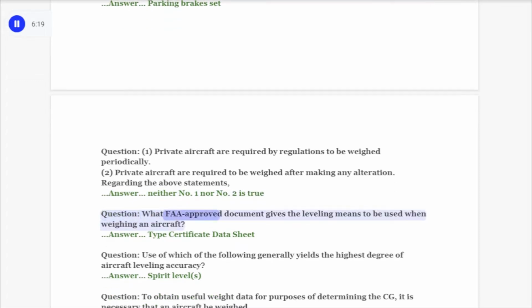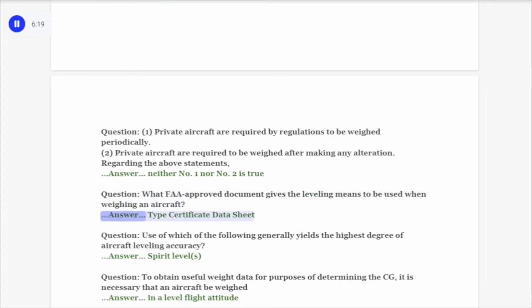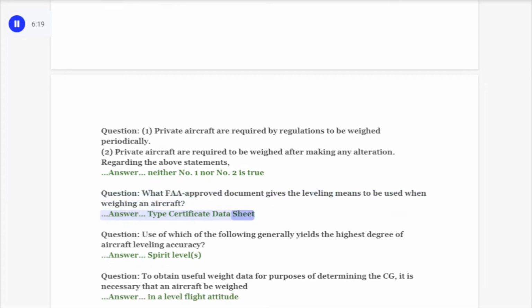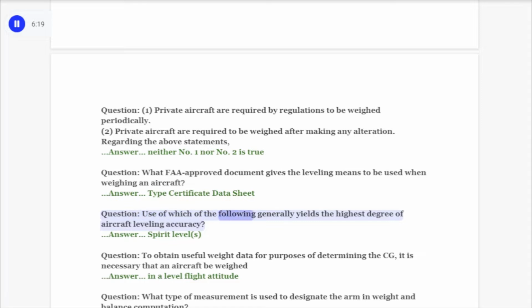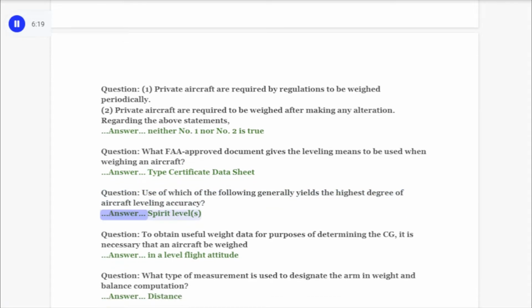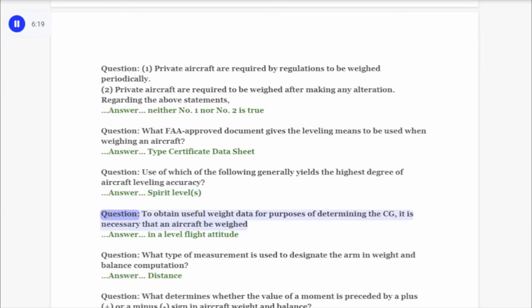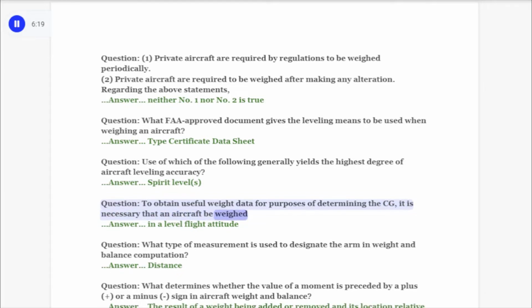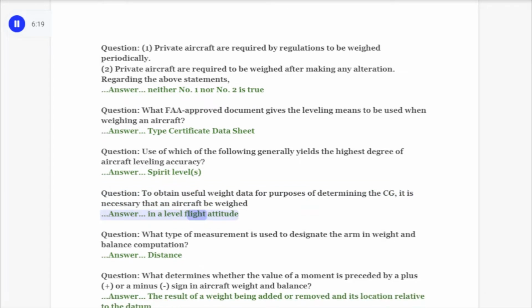Question. What FAA-approved document gives the leveling means to be used when weighing an aircraft? Answer. Type certificate data sheet. Question. Use of which of the following generally yields the highest degree of aircraft leveling accuracy? Answer. Spirit level. Question. To obtain useful weight data for purposes of determining the CG, it is necessary that an aircraft be weighed. Answer. In a level flight attitude.